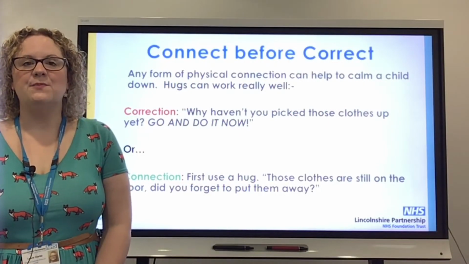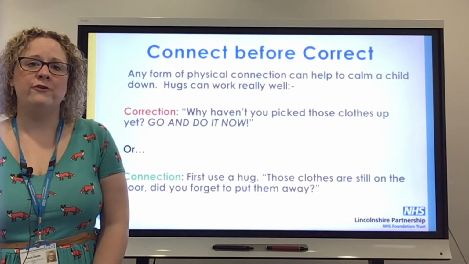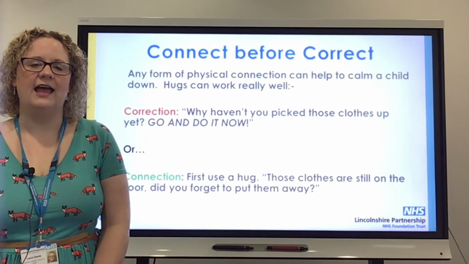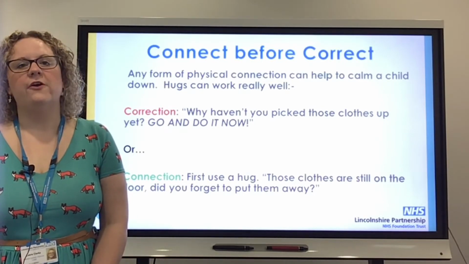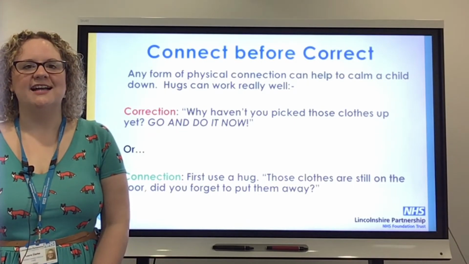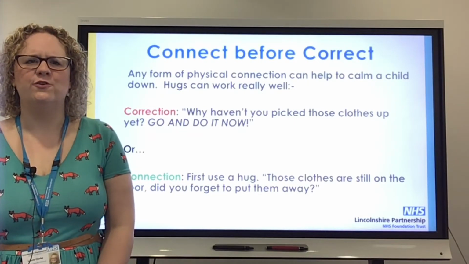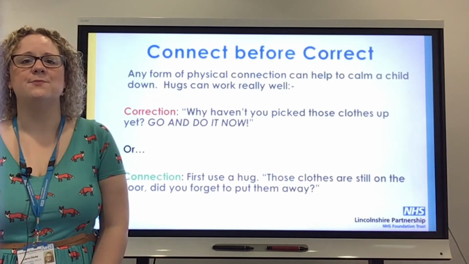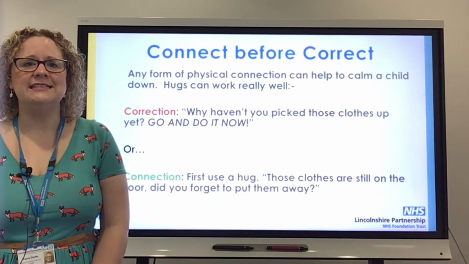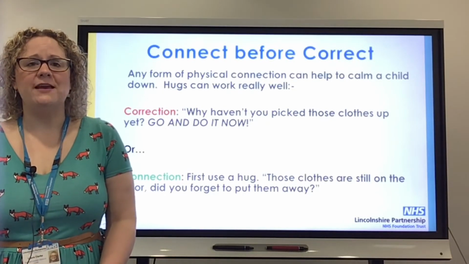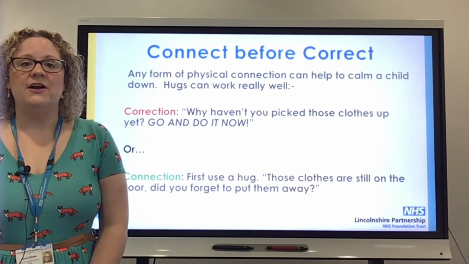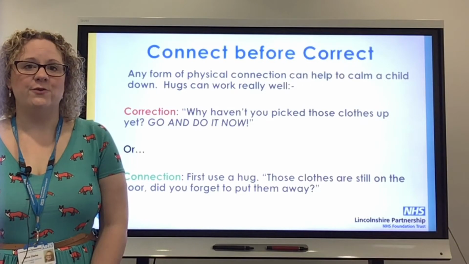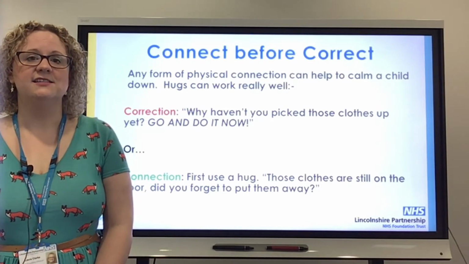So connecting before correcting your child can work really well at calming your child down, but also getting the result that you're after. So for example, if your young person has left their clothes on the bedroom floor and you've asked them several times already to pick them up, it can be really tempting to say, "Why haven't you picked those clothes up yet? Go and do it now." You might find that your young person gives you a negative reaction though when you respond to them like this.